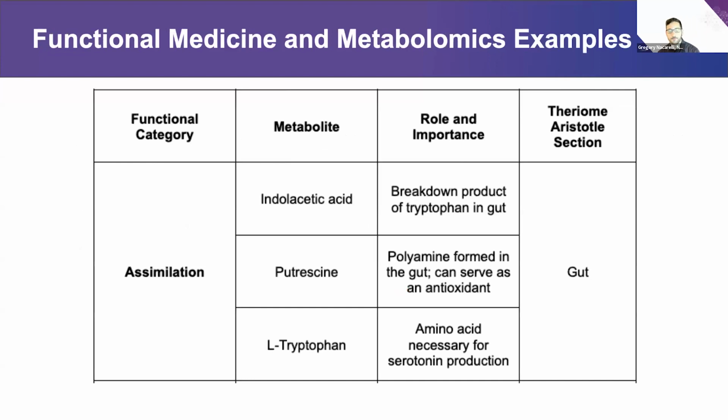So we could look at some examples of key metabolites that are associated with various different functional medicine domains. For example, for assimilation, we could look at indole acetic acid, which is a breakdown product of tryptophan in the gut. We could look at putrescine, which is a polyamine formed in the gut. It's conserved in an antioxidant. If it's lower, that's not good. Tryptophan is an amino acid necessary for serotonin production. So you could look at these to assess assimilation. Now, this is part of the gut section in the Therium Aristotle report.